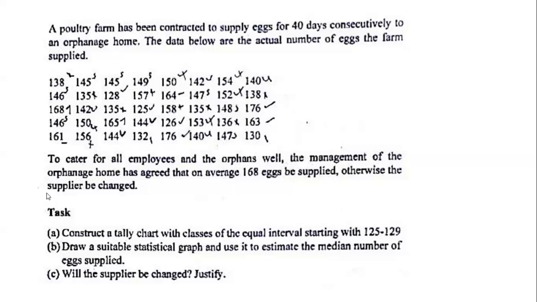Okay. Now after reading through, they told us that we had this poultry supplier of the eggs that was supposed to cater for this and this and this and this. Then they told that to cater for all employees and orphans, the management of the orphanage agreed that on average 168 eggs should be supplied. Otherwise, the supply will be changed. Construct a tally chart with classes of equal intervals starting with this. Yes, Gavanian.